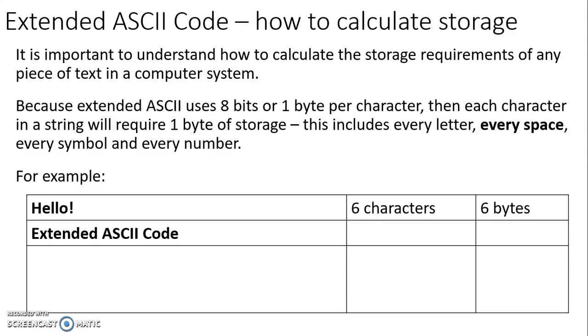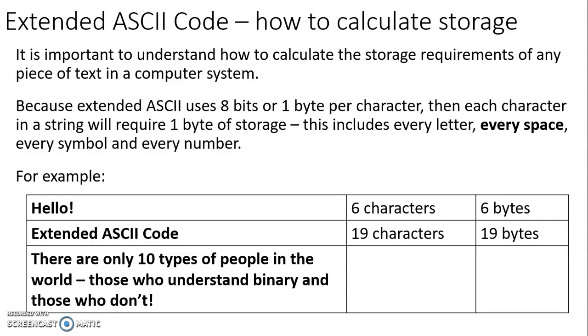So if we have a look at the example below, if we have hello exclamation mark, that's 6 characters and therefore will require 6 bytes of storage in the computer system. If we have the words extended ASCII code, that has 19 characters, because remember we have to count up the letters but also the spaces. That will then require 19 bytes of storage.